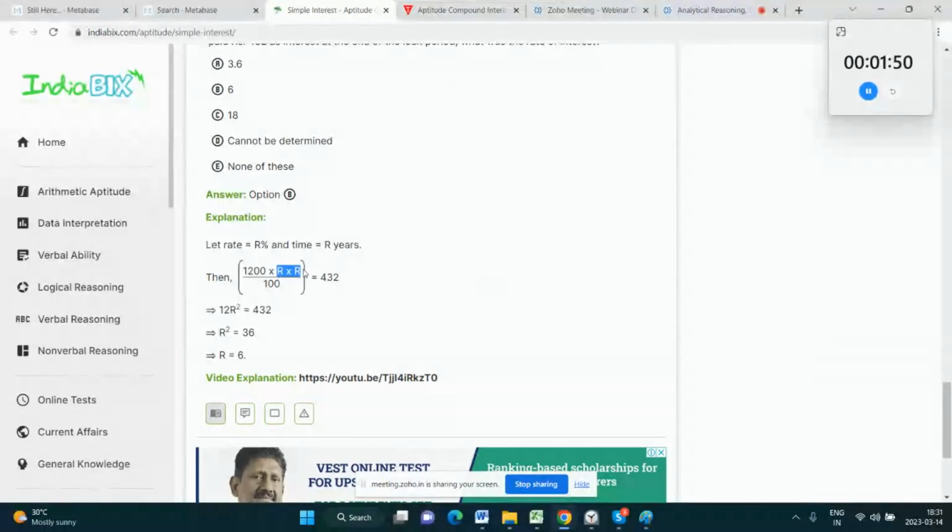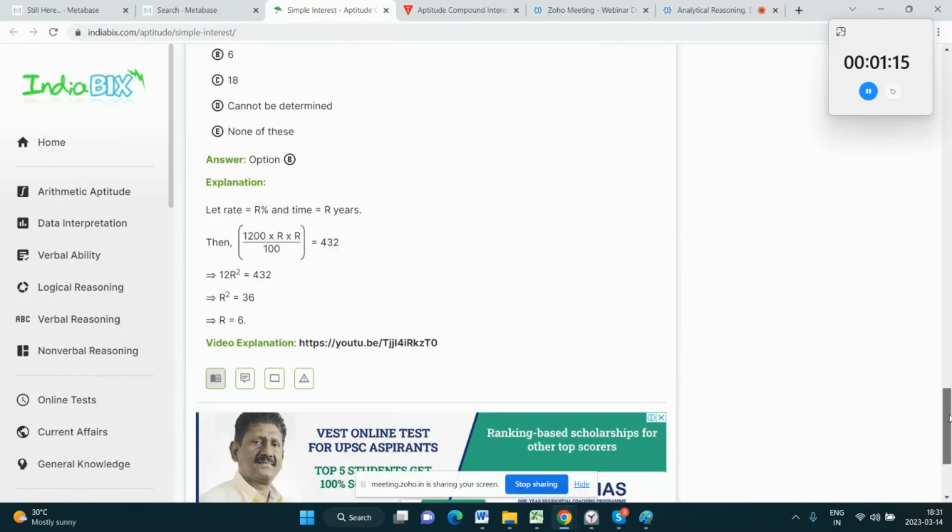So R into R, நம்ம N into N ன்னு போட்ட மாதிரி இங்க R into R ன்னு போட்டுருக்கோம் by 100. இந்த ரெண்டு 0 போயிடும். 12 R square, which is equal to 432. R square is equal to 432 by 12, which is 36. So R is equal to 6. -6 வராது, ஏன்னா இயர்ஸ் வந்து -6ல இருக்க முடியாது. So in the calculation, you cannot take minus 6. Minus 6 into minus 6 is 36. Good.